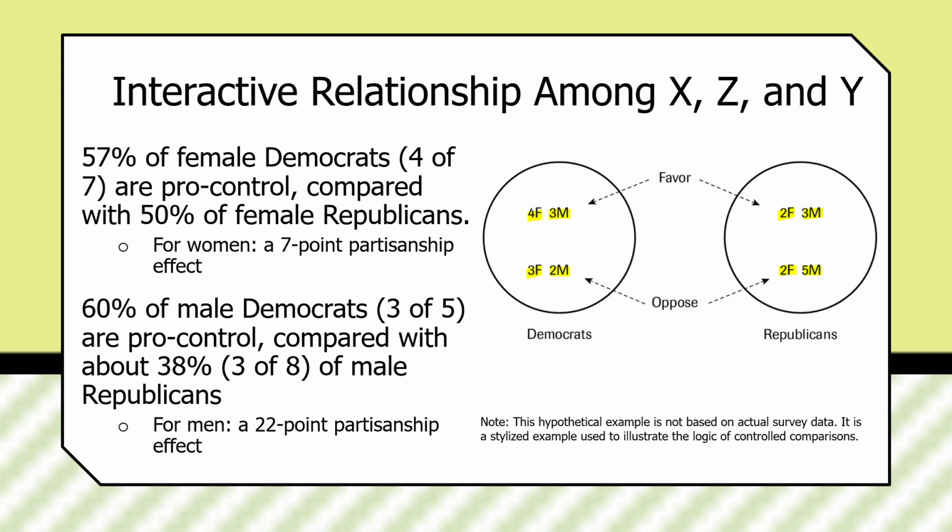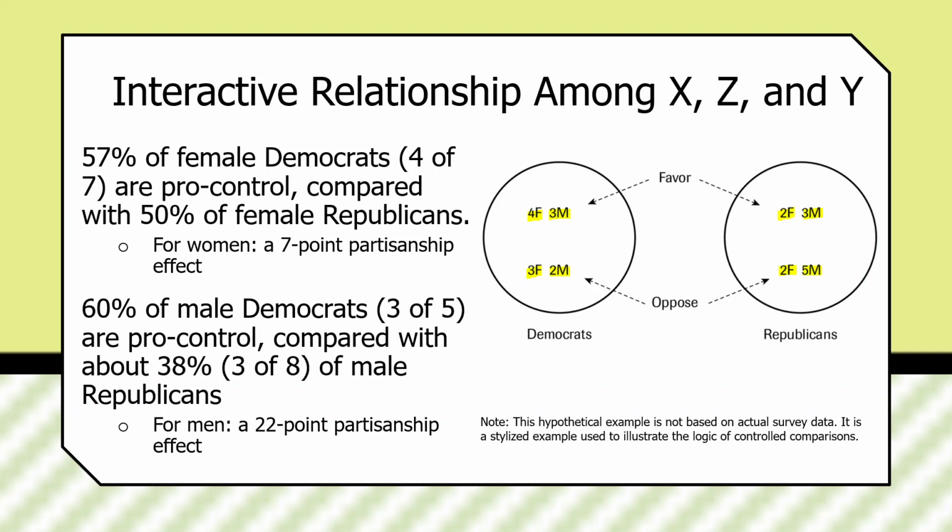So does partisanship affect gun control opinions the same way for men and women? Well, yes and no. The yes part is yes, in that Democratic women are more in favor than Republican women. But no, in that the size of the effect is much smaller for women than for men. 7 points versus 22 points. That's a fairly common form of interaction. Well, the confusing thing about interaction is it can assume many forms.